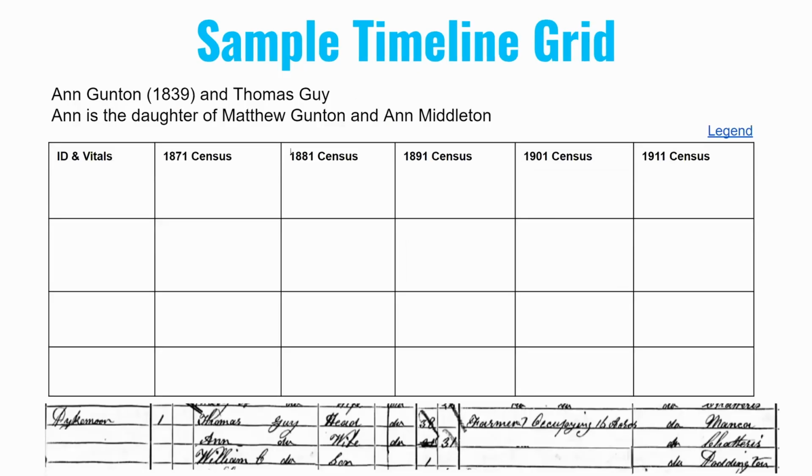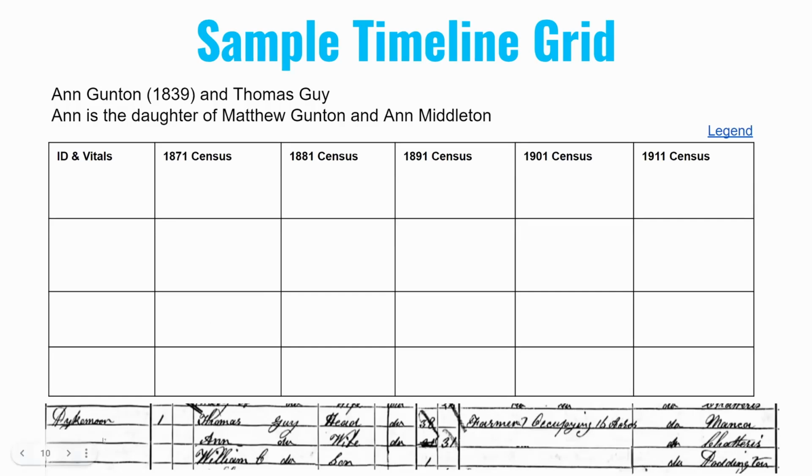So once you've kind of set the grid up, you've labeled it and so forth, then you can start plugging information in. So down here at the bottom of the screen, we've got a snippet from the 1871 census. And you'll notice here is Thomas Guy. He's the head of the family. There's Anne, his wife. There's their son, William. They actually did have more kids, but for this example, we're going to keep it simple so that it fits on the screen. Too many more kids wouldn't have fit on our slide.